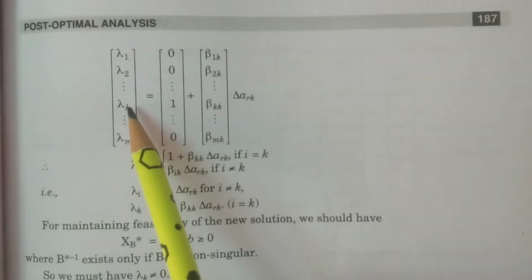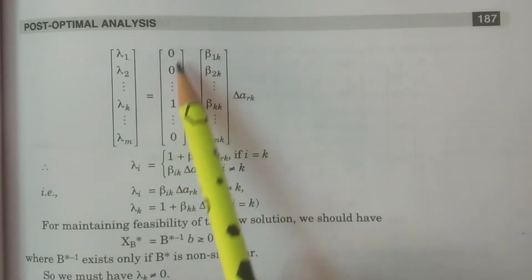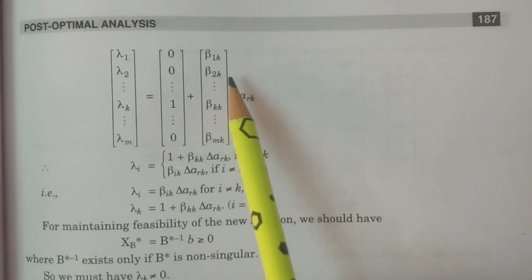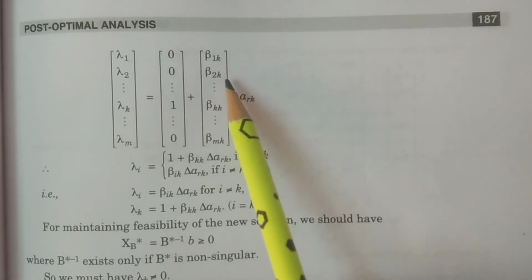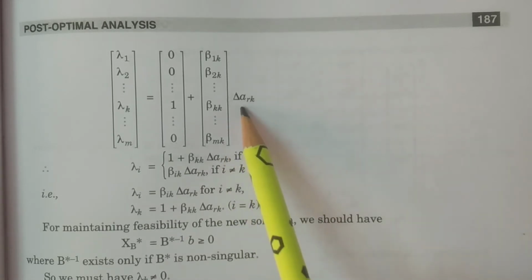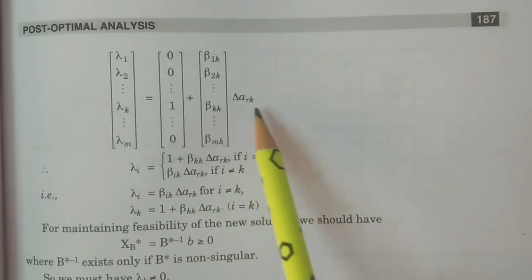Lambda 1, lambda 2 and so on, lambda k and so on, lambda m, is equal to 0, 0, and so on, 1, and so on, 0. So ek plus beta k, that is beta 1k, beta 2k, beta kk, and so on, beta mk, multiplied by delta ark. This is what lambda is equal to: ek plus beta k into delta ark.